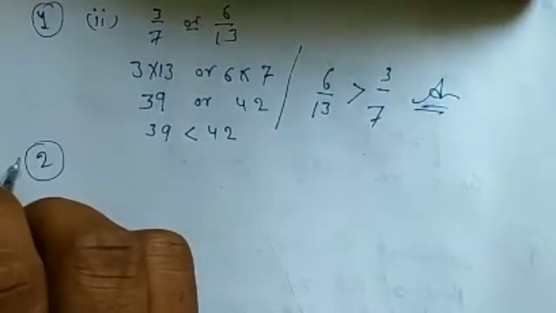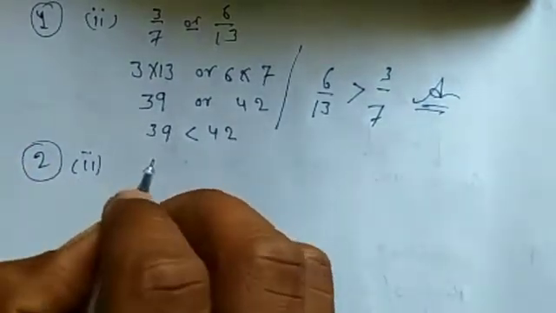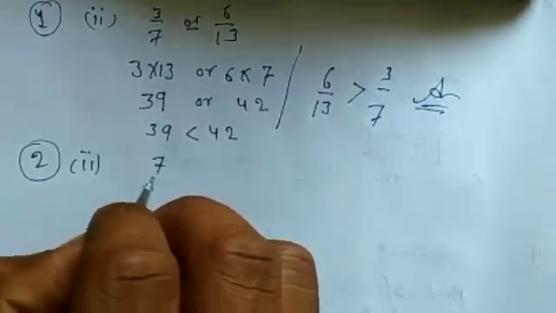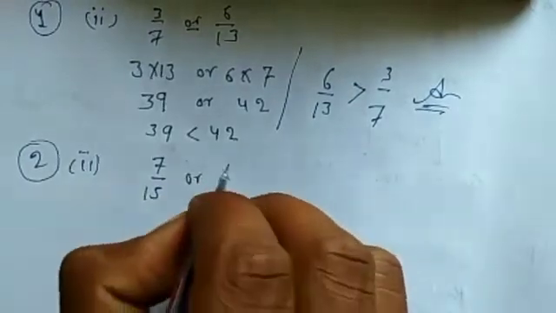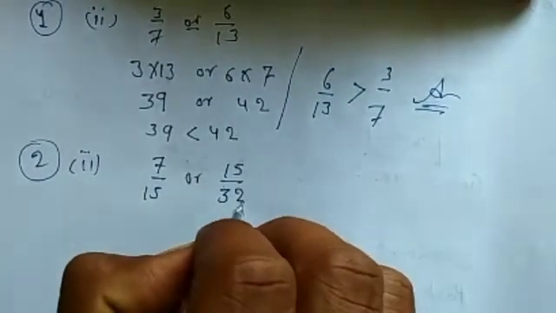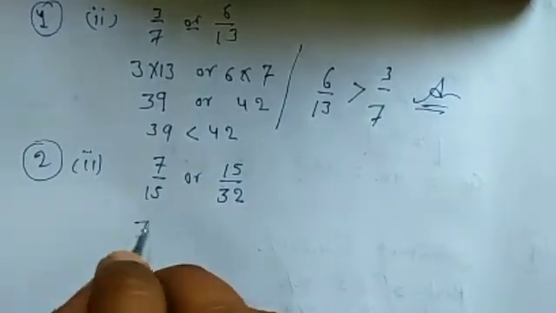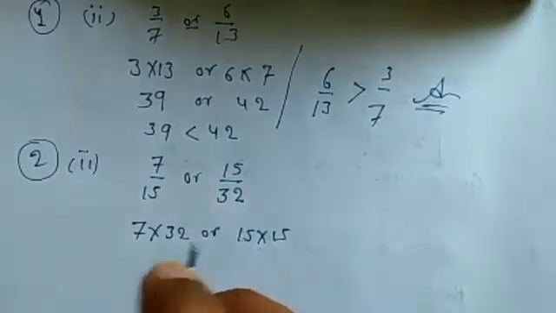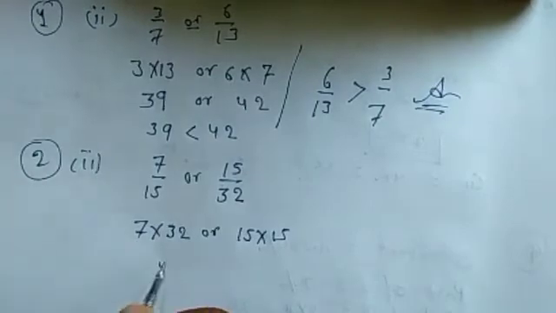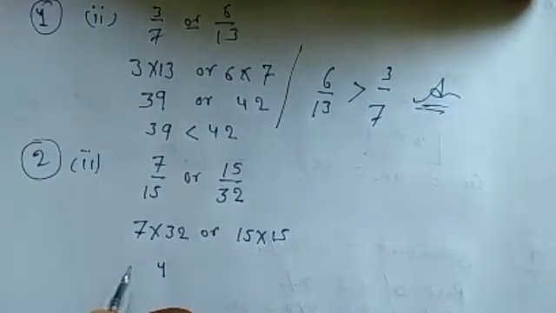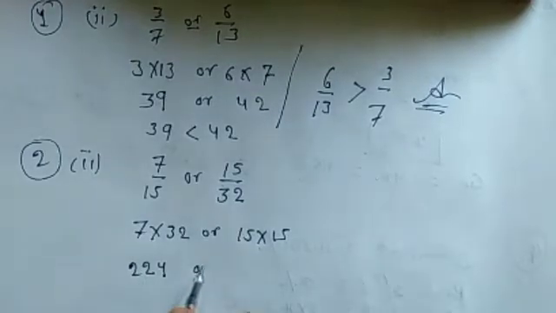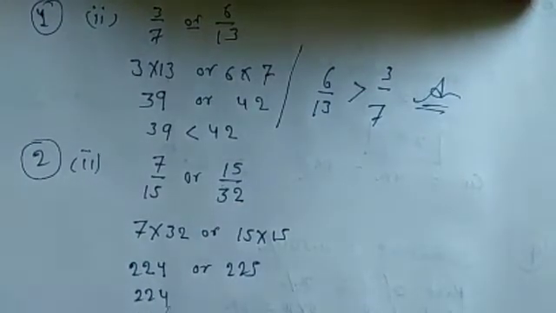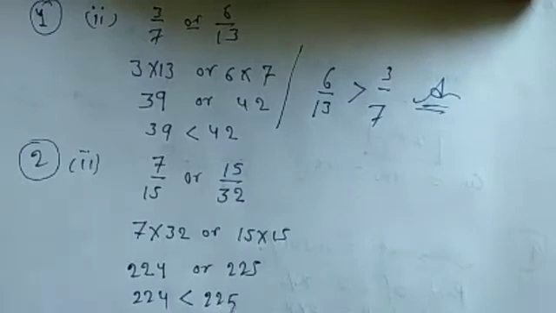Question number 2, part 2. Which ratio is smaller? So 7 upon 15 or 15 upon 32. In this question, simply multiply 7 to 32 or 15 to 15. 7 twos are 14, carry 1, 7 threes are 21 and 1 is 22, or 15 times 15 is 225. This 225 is greater, meaning 224 is less than 225.